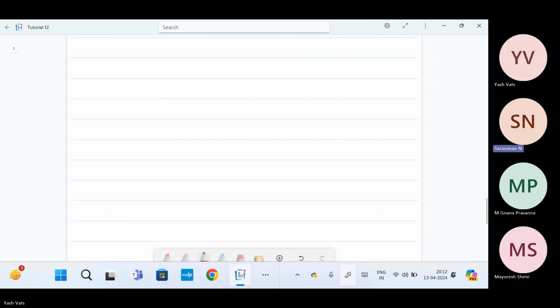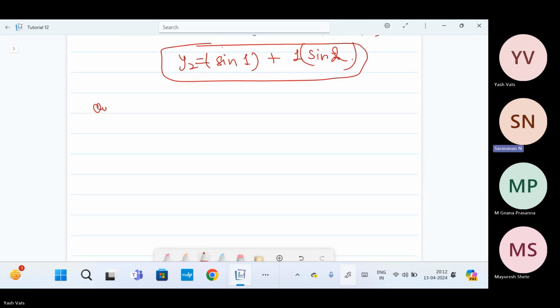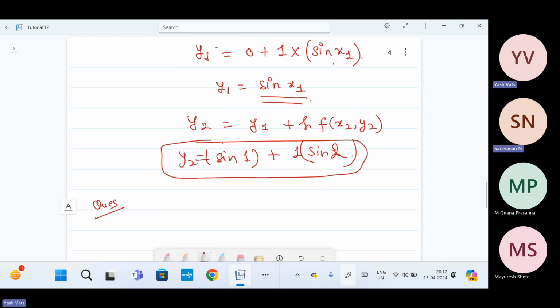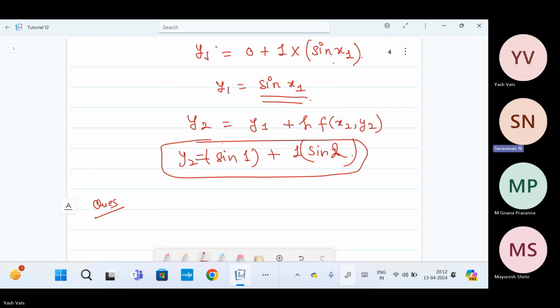Just one small clarification here: when we go to y2, y1 you can use from the previous step, right? Whatever you are getting. Yes. And then x1 is 1. You are taking x1 as 1. In the previous step x0 is 1. Yeah. Sorry, x0 is 0, right? Yes.